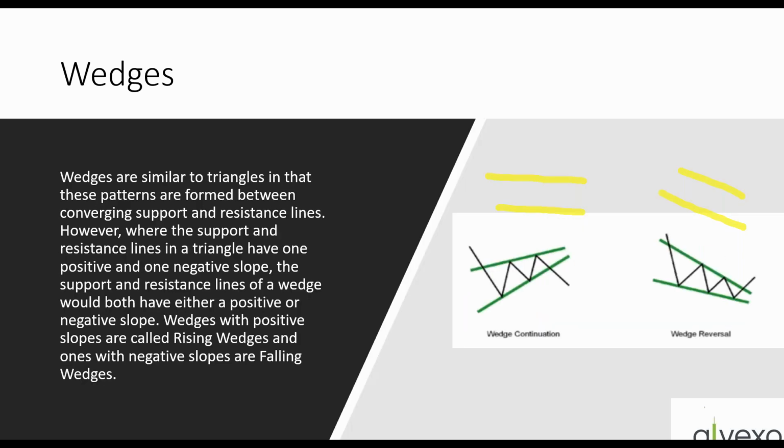Then we go on to wedges. Wedges are similar to triangles in that these patterns are formed between converging support and resistance lines. However, where the support and resistance lines in a triangle have one positive and one negative slope, the support and resistance lines of a wedge both have either a positive or a negative slope. To me, I just call them triangles also. We have ascending triangles, descending triangles, symmetrical, and I just call them wedges, triangles, reversal and continuation, whether it's moving up or moving down. But they all work the same as a triangle.